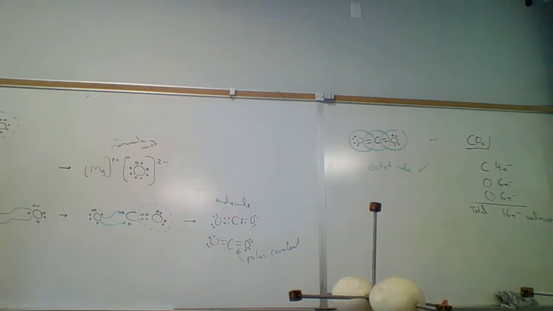Does carbon have an octet? No, carbon does not have an octet. If I look at carbon, carbon's missing an octet. Carbon only has 2, 4. So carbon's less than an octet. Oxygen is at an octet.